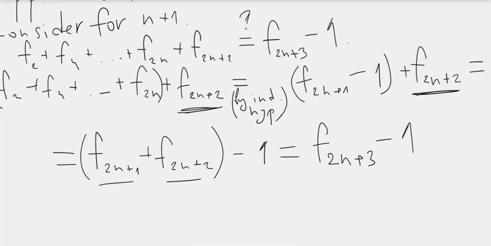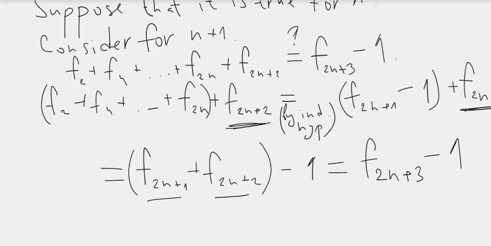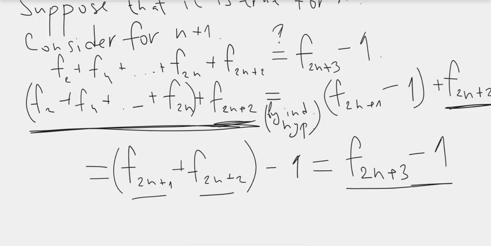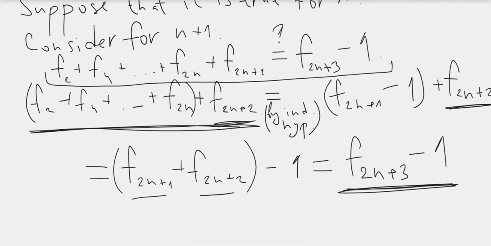So now we look at the beginning and at the end. We started with this, and we ended with this by the chain of equalities. And this is exactly what we needed to prove. So this is the equality for n plus 1 that we needed to prove. This is exactly what we got. So this concludes the inductive step and concludes the proof.